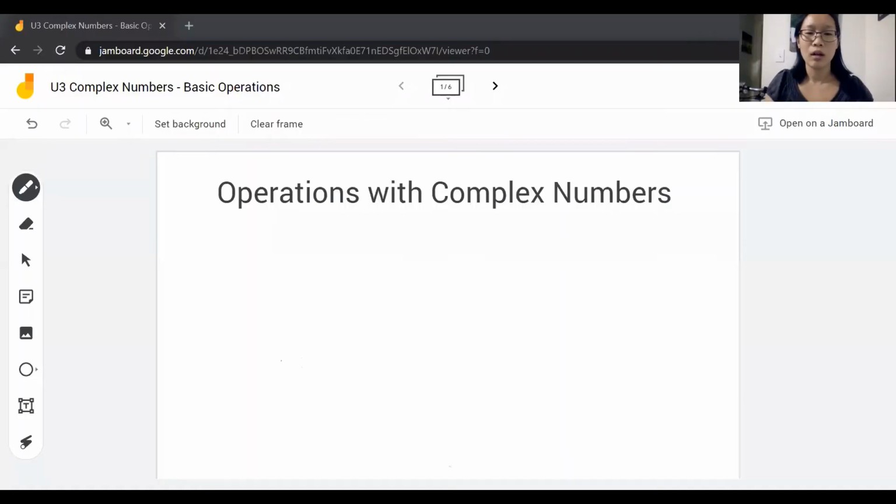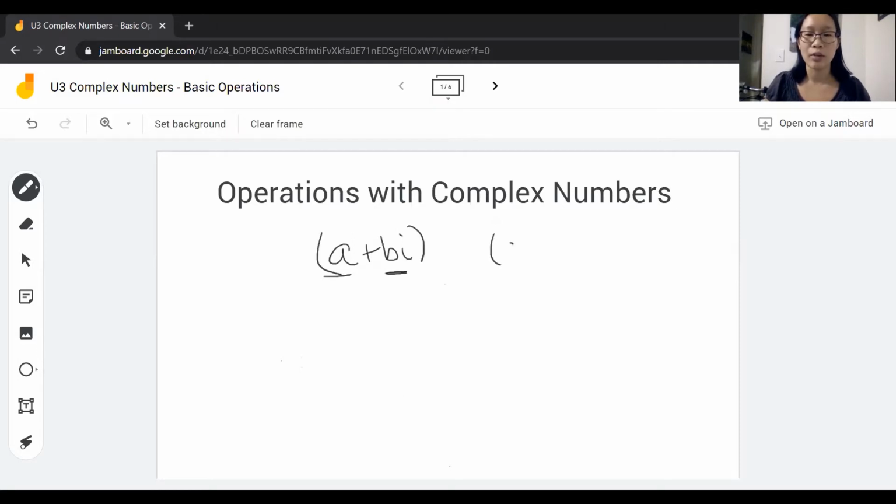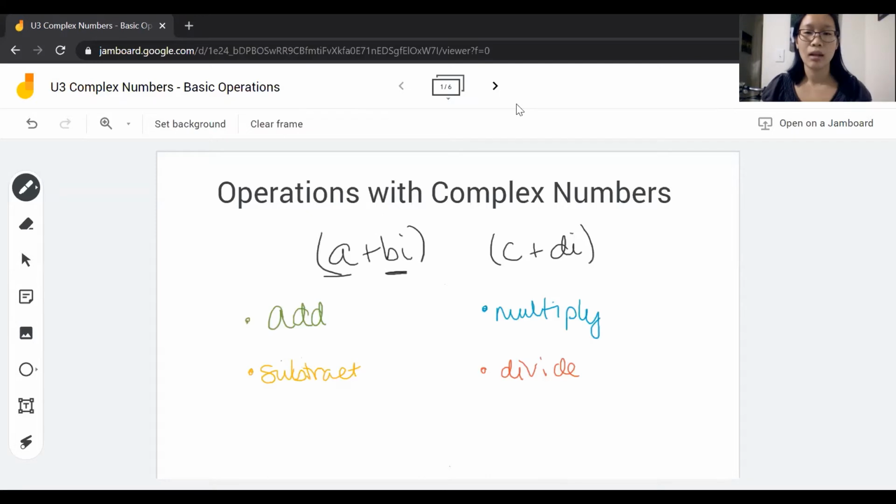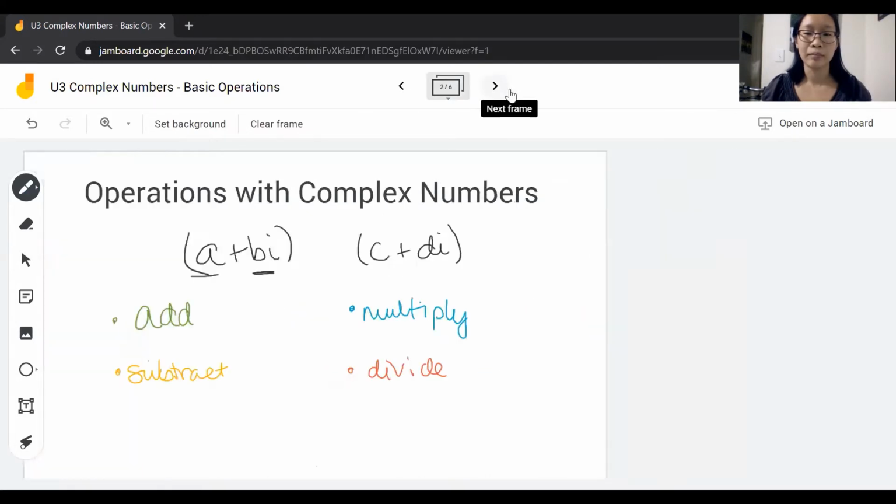If you recall, complex numbers take the form a plus bi with a real part and an imaginary part. So this is one complex number. Let's say you had another one, c plus di. Like real numbers, you can do operations with complex numbers. You can add, subtract, multiply, divide. Let's take a look at how.